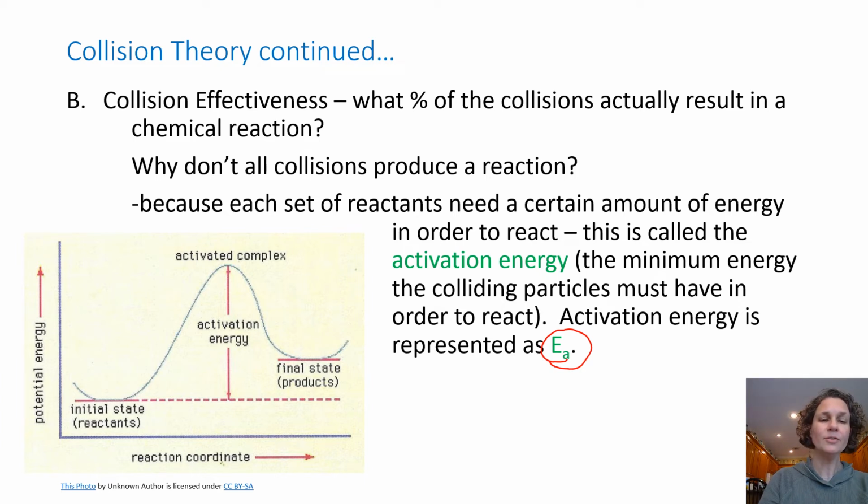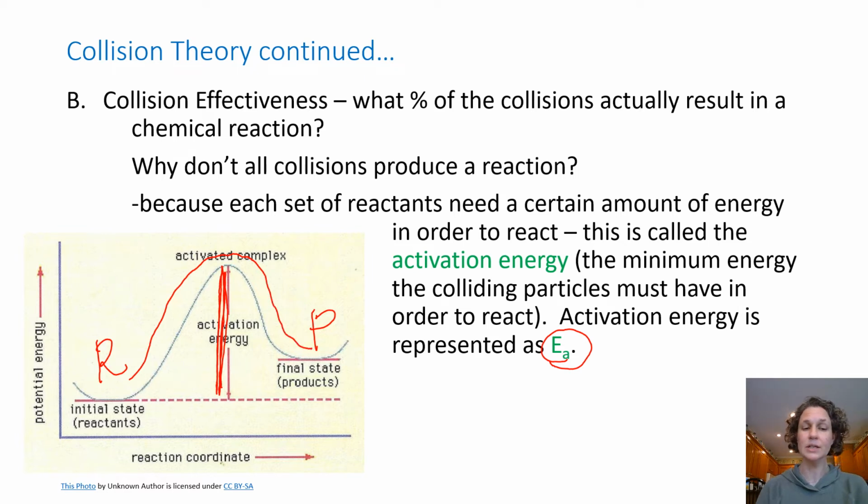And on a graph, it is usually represented by kind of a big hill in the middle of your energy graph. You're still starting over here at the reactants. You're still going to end up over here at the products, but you have to get up this big hill before you can kind of roll on down to the products. That hill essentially is the activation energy.